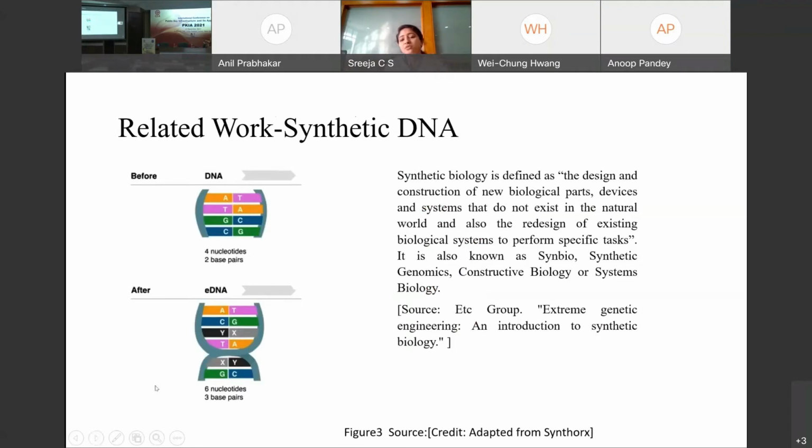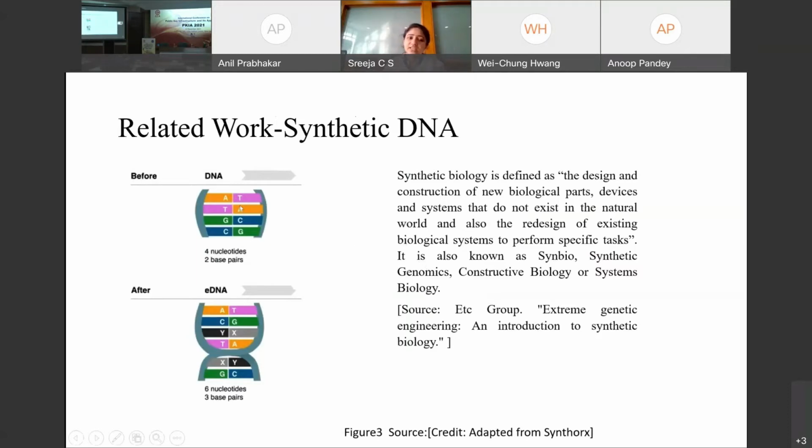So synthetic biology, as you can see, is something which does not exist in nature. It can be biological parts, or any devices or systems which we are considering, which do not exist in nature, and then I redesign them. So this is where the synthetic concept comes into the picture. Synthetic biology comes into the picture.